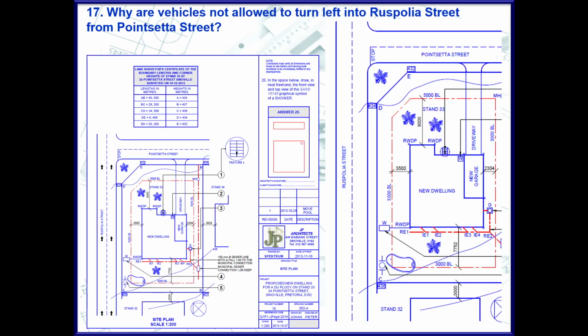Why are vehicles not allowed to turn left into Raspolia Street from Poinsettia Street? We can clearly see the arrows that indicate the direction of traffic flow, and if a vehicle is driving in the direction of the arrows and you're trying to turn left from Poinsettia Street into Raspolia Street, you will turn into the oncoming traffic. So why are the vehicles not allowed to turn left into Raspolia Street? It's because it is a one-way street.